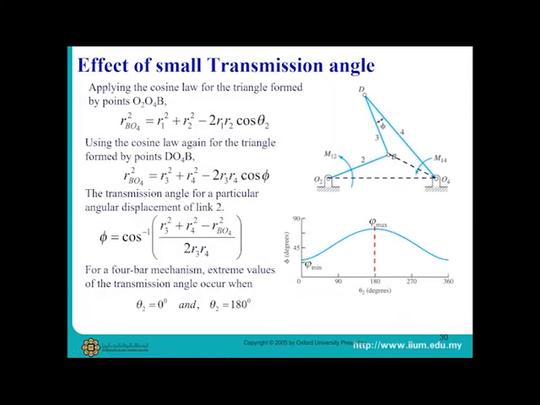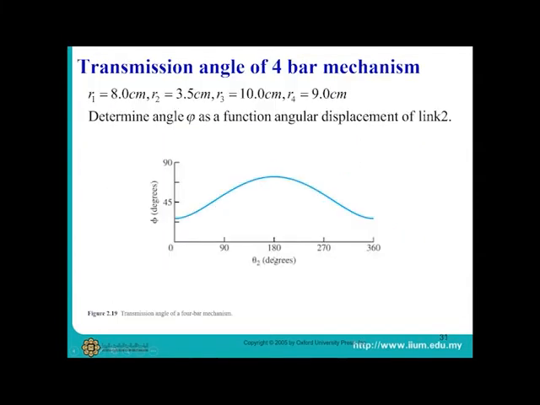This slide shows how to sketch a graph of the transmission angle phi versus input angle theta 2. There may be a question asked to sketch the transmission angle in an exam. What you need to do is calculate the maximum and minimum transmission angle, then you can sketch those values in a graph because you know that the minimum angle is at theta 2 equal to 0 and the maximum is when it equals 180 degrees if it is a 4-bar linkage mechanism.